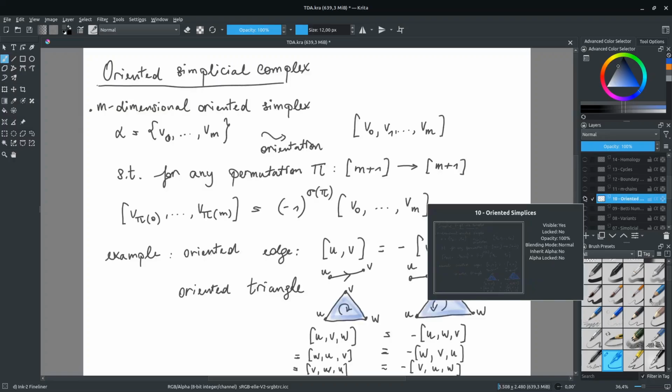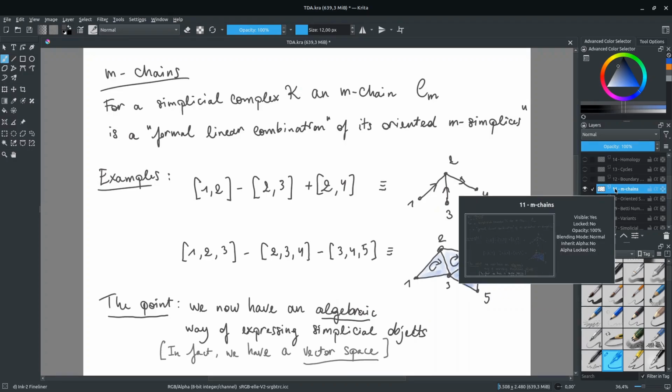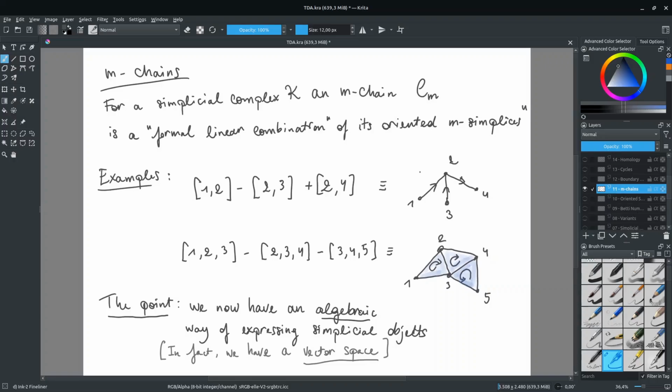So we have nice ways of representing these, at least for one and two dimensions. Above that, it's a bit trickier. But now that we have direction, I can form what's called an m-chain of my simplicial complex. An m-chain, and this is the weird part, is a formal linear combination of the oriented m-simplices. That's a mouthful. Think of it as an algebraic expression where I have oriented simplices of the same size. Let's say I have (1,2) minus (2,3) plus (2,4). So I have 1 directed to 2, minus 2 to 3, so 3 going to 2, plus 2 going to 4. Okay, that's an m-chain.